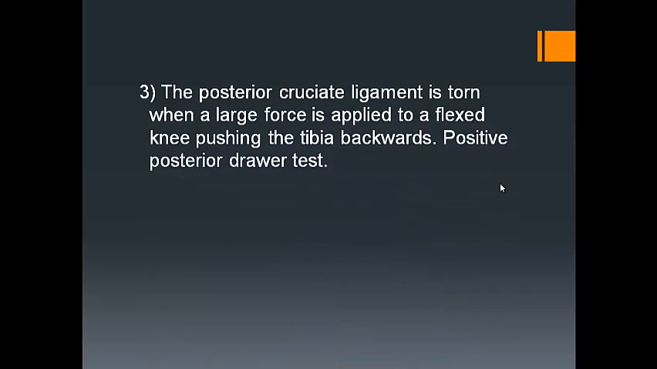The posterior cruciate ligament is torn when a large force is applied to a flexed knee, pushing the tibia backwards. So basically this is someone who has his knee flexed, so his foot is off the ground, and they're attacked from the front. So the tibia is pushed backwards, and this ends up injuring the posterior cruciate ligament. And what they have is called a positive posterior drawer test. So let's look at the drawer test.